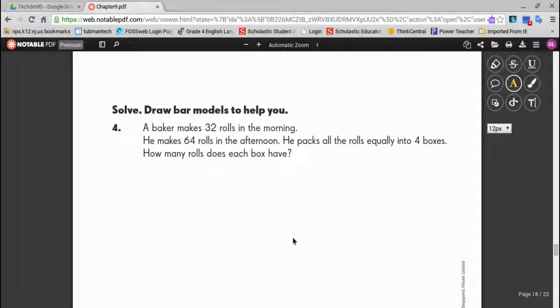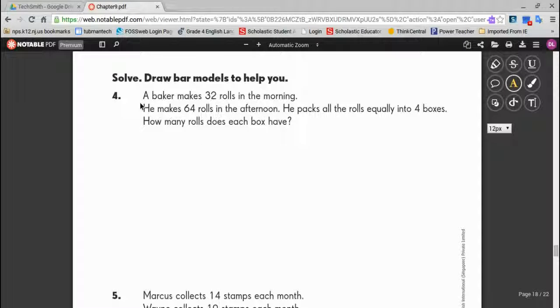This is page 176. Solve and draw bar models to help you. Number 4. A baker makes 32 rolls in the morning. Let's draw that first. So here's my 32 rolls that the baker makes. And he does that in the morning, so I'm going to put an M for morning.